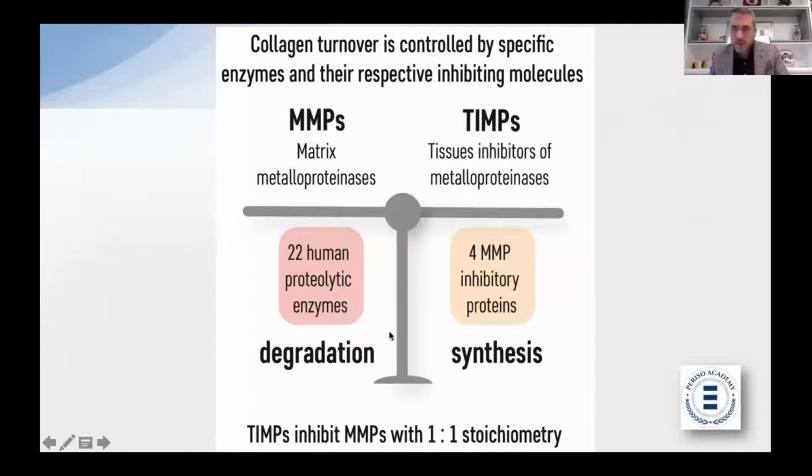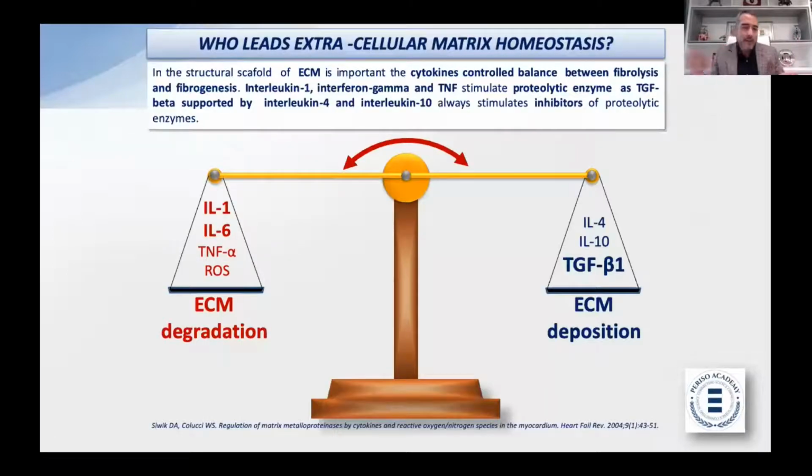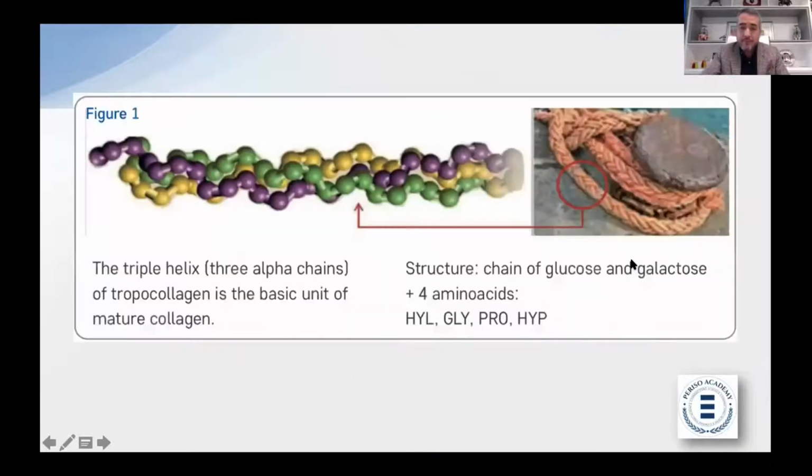It's important to keep the balance of Th1 and Th2. More Th2 means more stabilization of the extracellular matrix. More Th1 means more metalloproteinase degradation of the extracellular matrix. For the degradation, interleukin 1 and interleukin 6; and for the deposition of the extracellular matrix, TGF beta is more important.